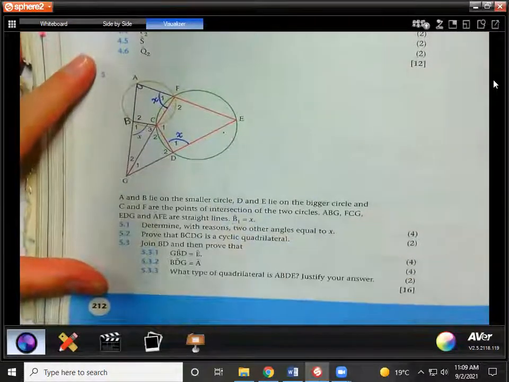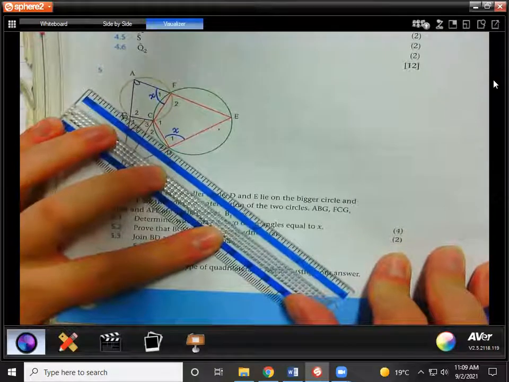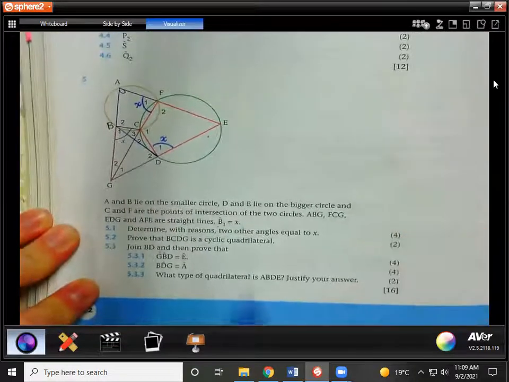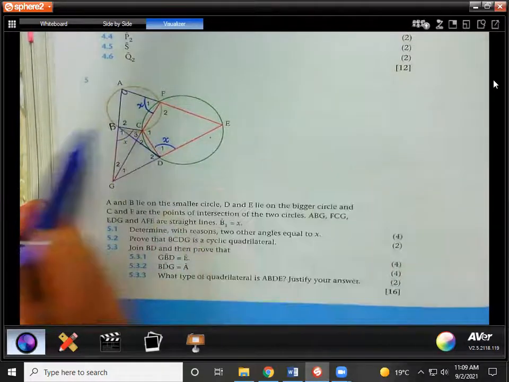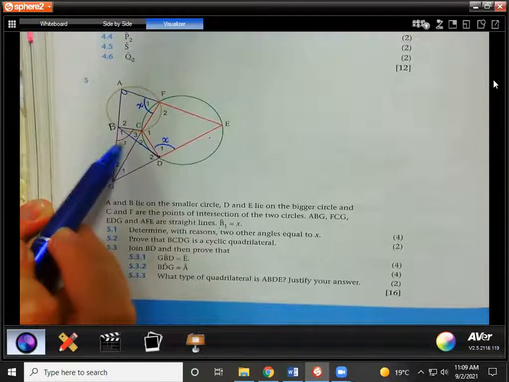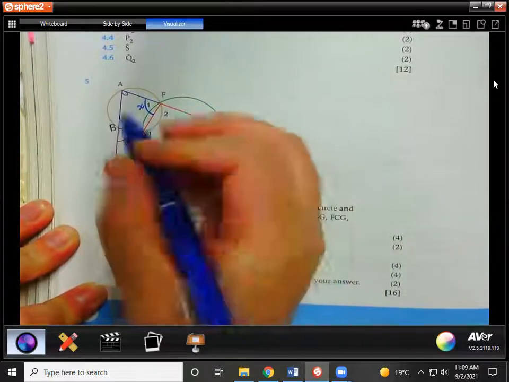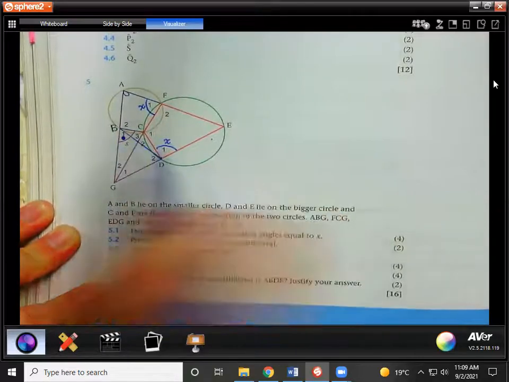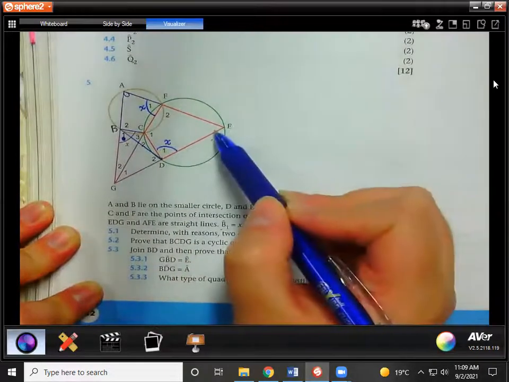Okay, so for 5.3.1, they said join BD. Let me just do that quickly, get a ruler. So they wanted us to join these 2 points, right? And then prove that GBD is equal to E. So they want us to prove that that angle over there that we've just created, it's not X, right? GBC is X. Okay, so we're not proving now that something else is X. We're working with this angle here, which is not B1, it's GBD. That one doesn't have a number name. So GBD, we need to prove that that is equal to angle E over here.